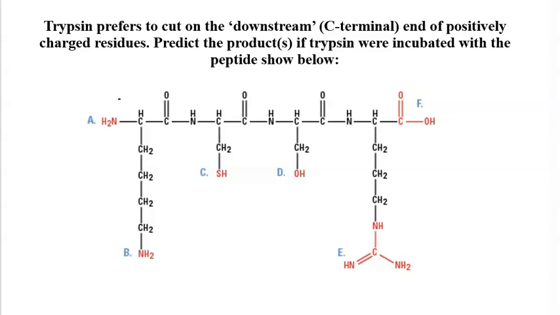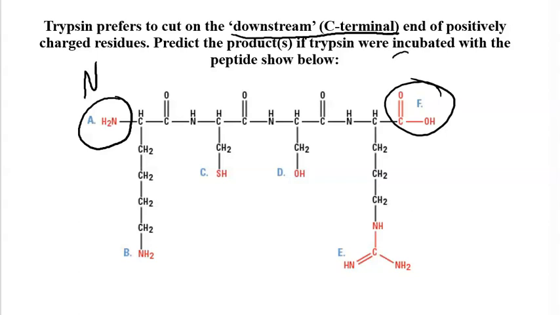So one thing is, the first part is downstream the C-terminal end. This is the N-terminal end, C-terminal end. You'll notice the N-terminal ends in an amine group, and the C-terminal ends in a carboxylic acid functional group. Trypsin is going to cut downstream of the C-terminal end of positively charged residues.